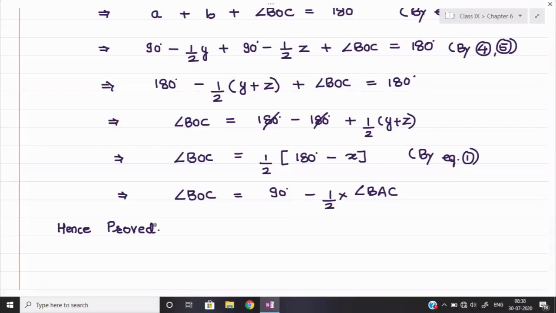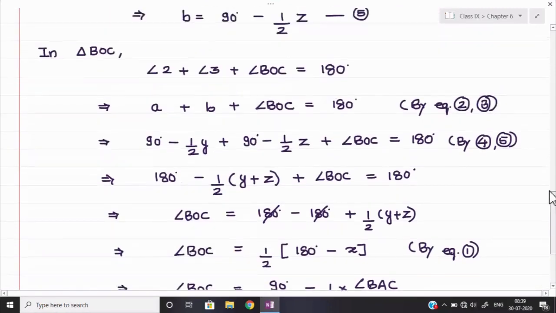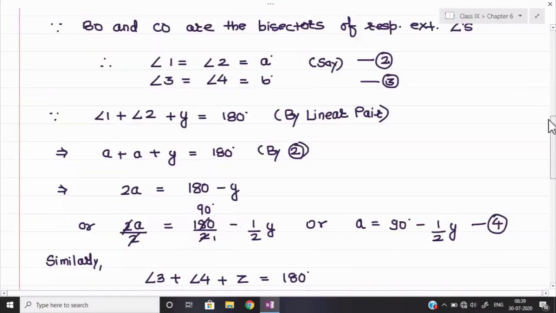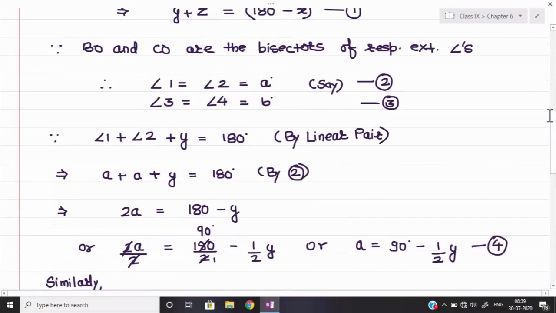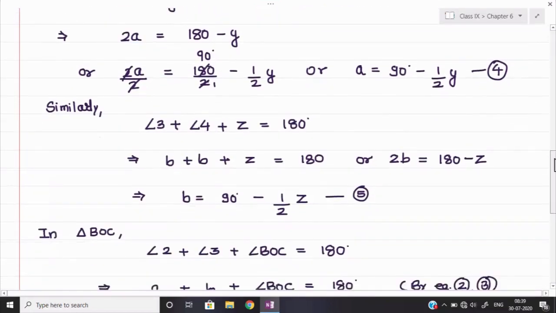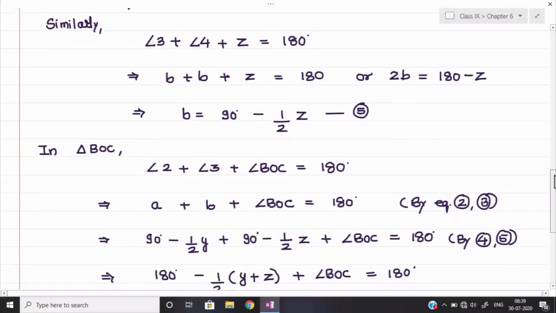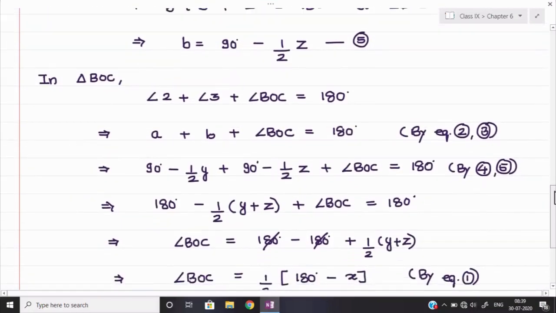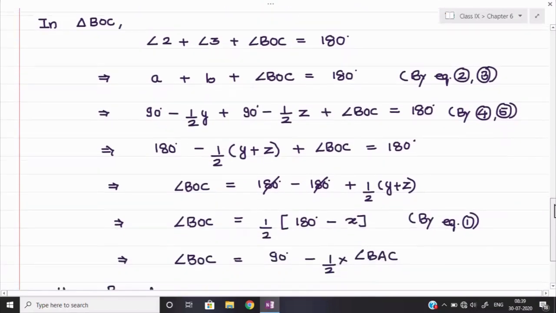As you can see here, I got the values of a and b, and we got equations number 2 and 3. BO and CO are the bisectors; that property we have applied and got equations 2 and 3. Then we applied the property of linear pair and got the values of A and B in equations number 4 and 5. And finally we applied the angle sum property in triangle BOC and we got our result.